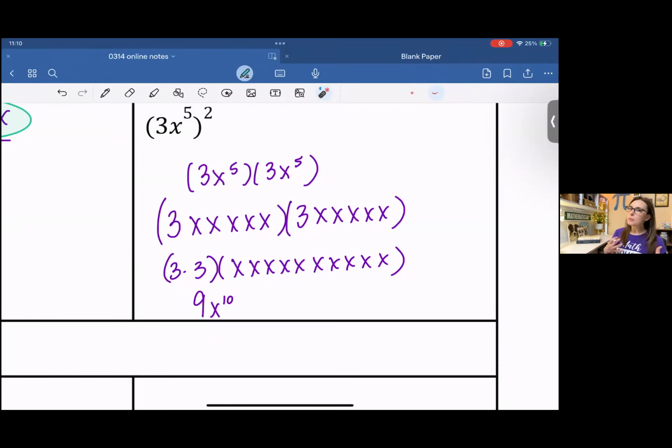So what happened there? What happened when I had x to the 5th squared? I didn't square the 5. What did I do? x to the 5th squared means x to the 5th times x to the 5th.